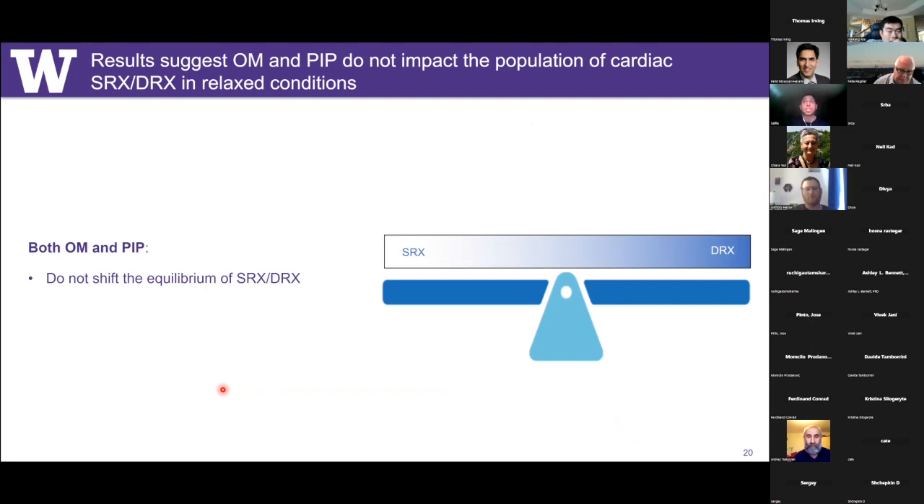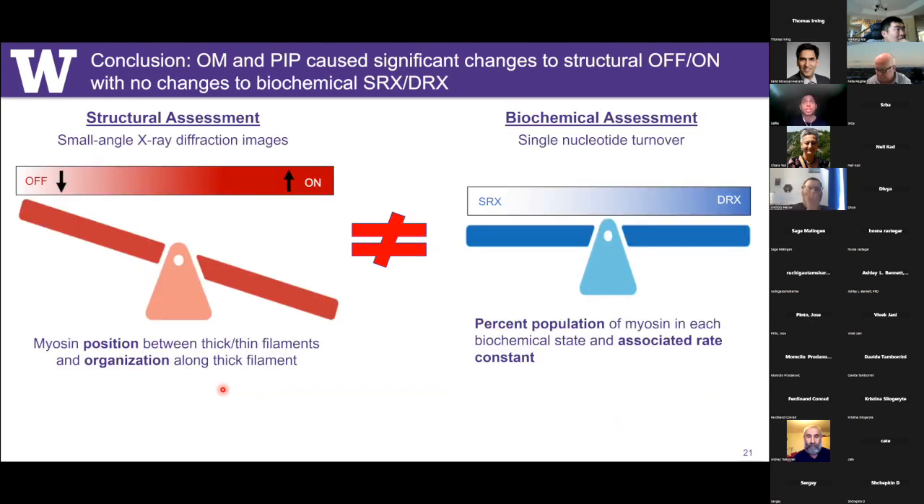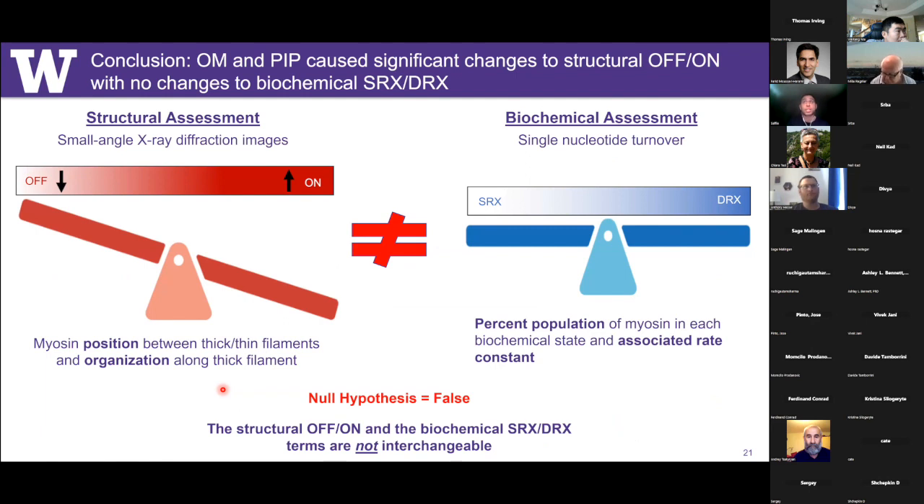And so by running these single nucleotide turnover assays, our initial results suggest that OM and heparin have no impact on the equilibrium of the SRX-DRX state. These turnover results are in contrast with the structural X-ray diffraction measurements, and suggest that the structural off-on state is not interchangeable with the SRX-DRX state. These results suggest that the null hypothesis is false, and that the off state and the SRX state are not interchangeable since they do not describe a similar and equivalent phenomenon.